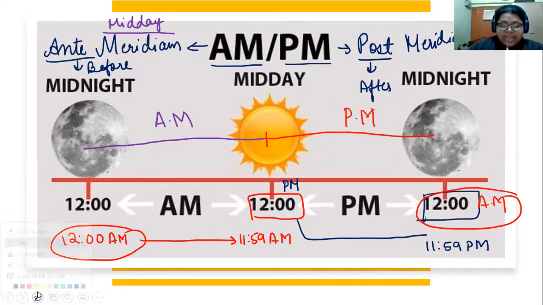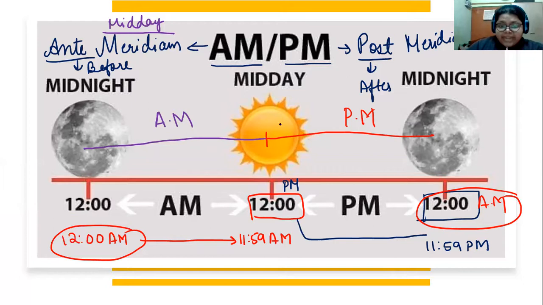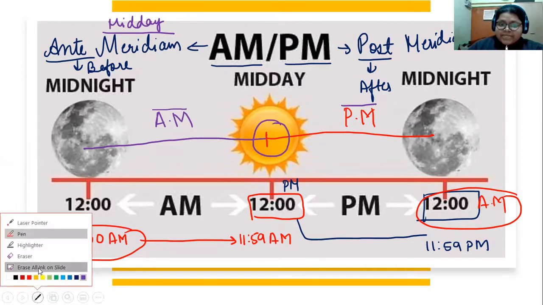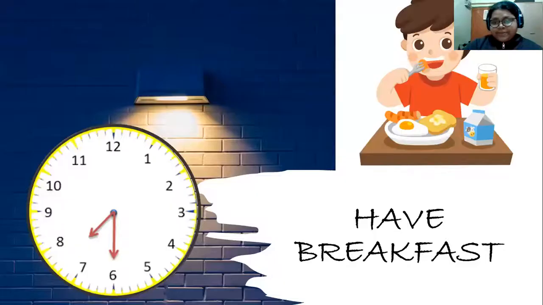And the middle of that day is known as our midday. The time before midday is known as AM, and the time after midday is known as PM. Did you understand this? I hope you have. So let's proceed in understanding the time in a better way using certain examples.